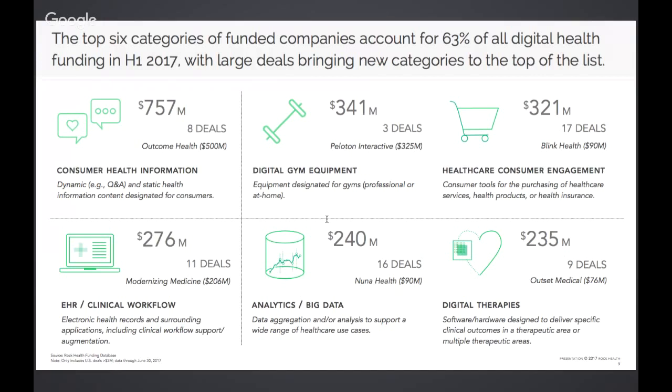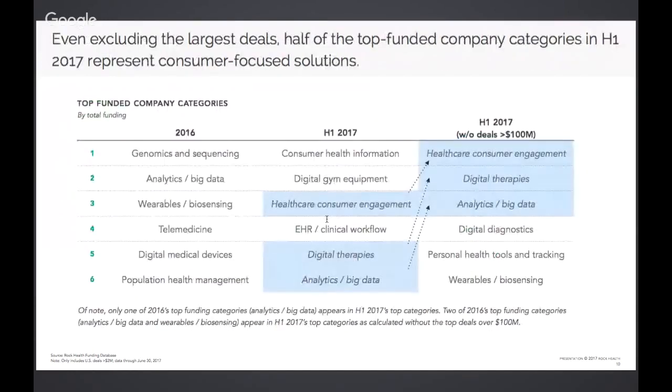So these top 6 categories account for 63% of all digital health funding. And only one of them, analytics, big data, which you see in the bottom middle, was in the top 6 categories from last year. Now, as I said, those mega deals definitely did drive these categories. And so we also wanted to see if you strip those out, do these top categories change. So that's the analysis that you see on the next slide, slide 10.